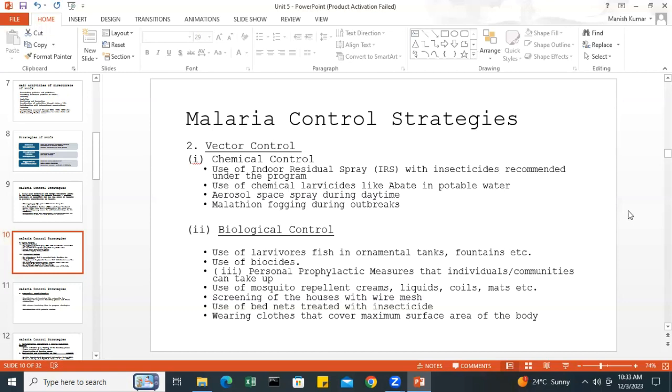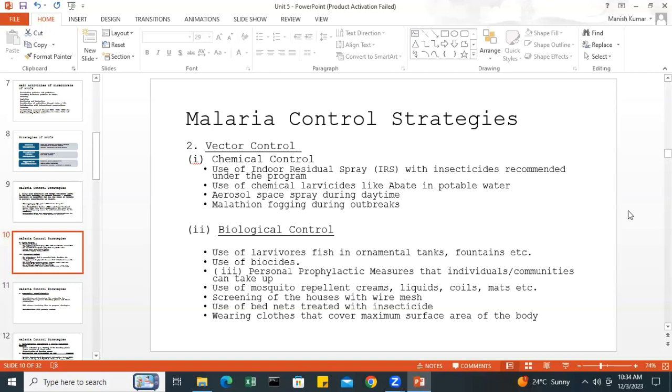So this is being done. And then use of chemical larvicides like Abate in potable waters. So this is again one of the chemical larvicides which is being provided by the government. Aerosol spray during daytime, and malathion fogging during outbreak.